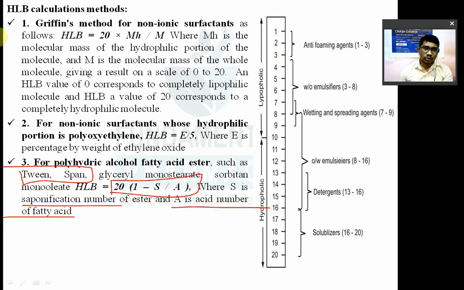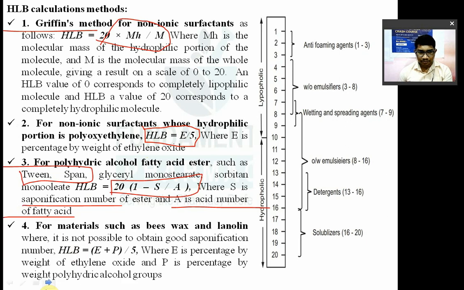So अगर नॉन आयनिक सरफेक्टेंट है उसके लिए ये मेथड है 20 into MH divided by M. If non ionic surfactant is there but the hydrophilic portion is the polyoxyethylene, then you have to apply this formula. HLB is equal to E divided by 5, E is nothing but the percentage of weight of ethylene oxide, right? For materials such as beeswax and lanolin, so how to calculate the HLB value of lanolin and beeswax? So in this case it is not possible to obtain the saponification value of this beeswax and lanolin.